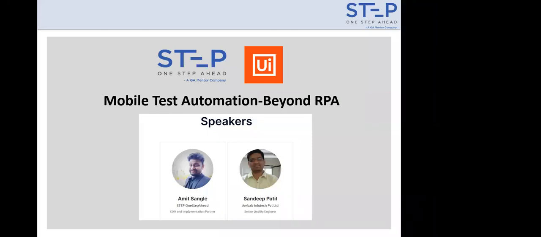Let me quickly introduce myself. I am Amit Sangle, the CEO and implementation partner at One Step Ahead. We work in robotic process automation, robotic test automation, and robotic application monitoring as well. So with UiPath, with one tool, we are managing different services. Along with me I have Sandeep Patil, my colleague, who also has tremendous experience in mobile test automation, or test automation with UiPath, with Selenium, and with different tools as well.